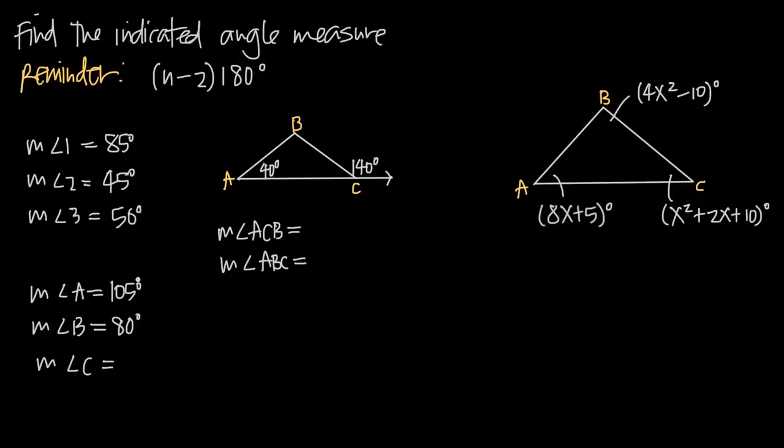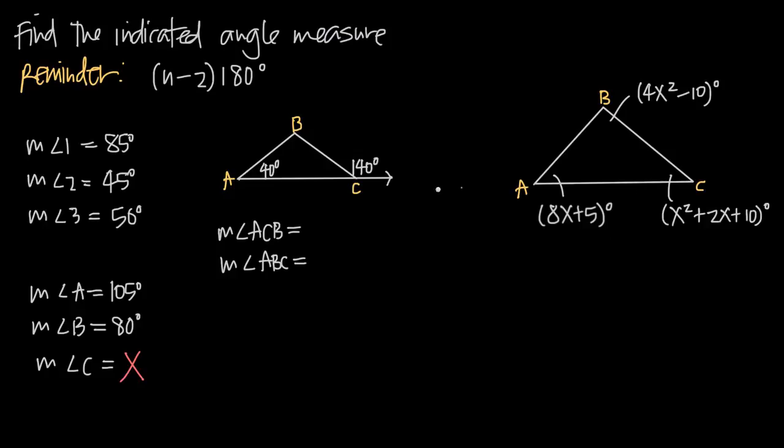Now what about this example here? I have the measure of angle A is 105 degrees, the measure of angle B is 80 degrees. What's the measure of angle C? Well, if I add 105 to 80, I get 185, which is greater than the 180 degrees that we know is the sum of the interior angles. So what I can say is that this triangle here cannot exist because the angles always have to be 180 degrees. This distribution of the 180 degrees inside the triangle is impossible, and this triangle can't exist.